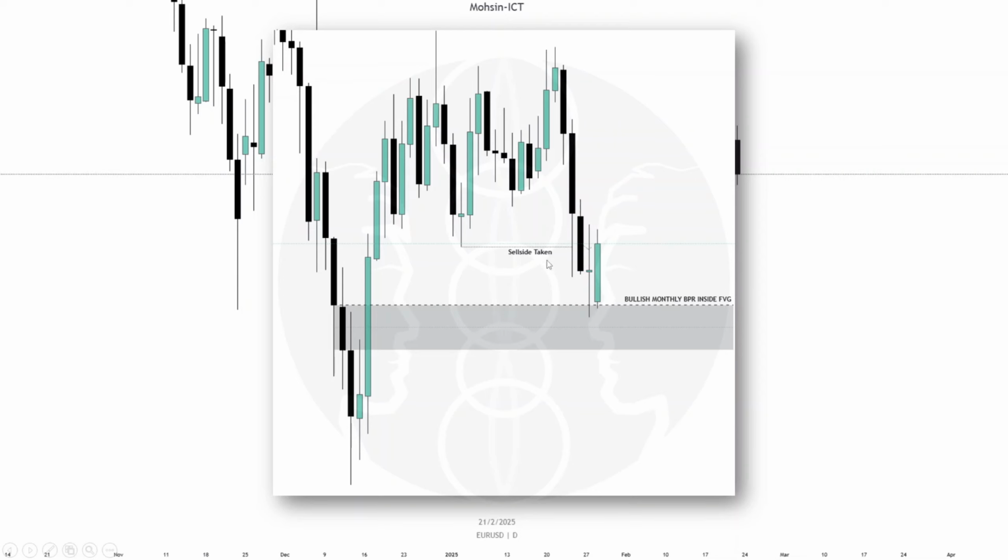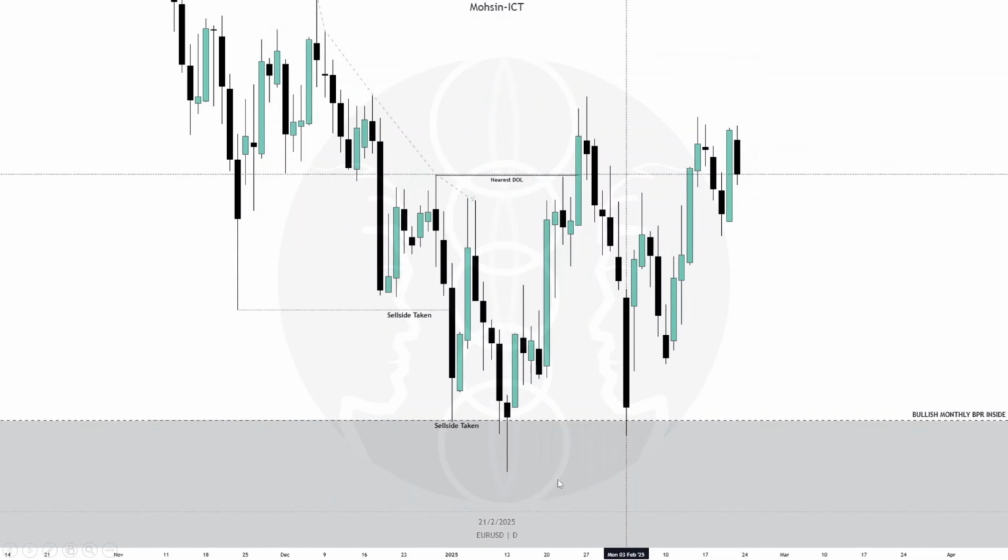After taking the sell side liquidity, of course. We have taken sell side and then we are going to the buy side right here. That's how it works. On the daily chart, it looks something like this. We have taken the sell side, this one, and then we go to the nearest strong liquidity, which is this. These failure swings, market structure shift, entries, and then boom.